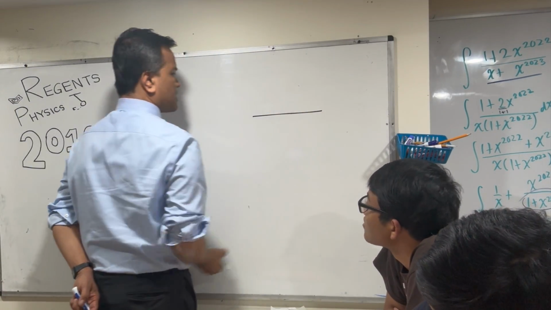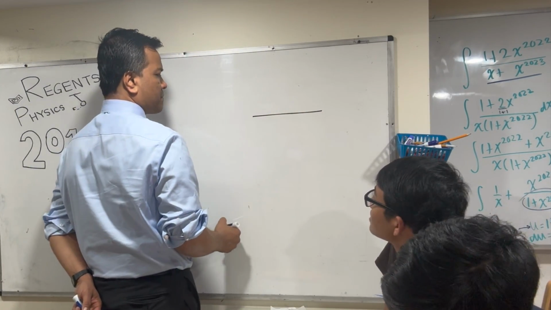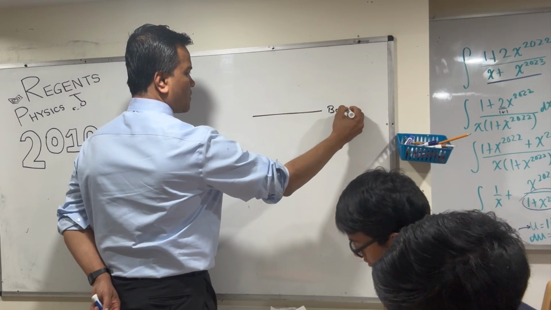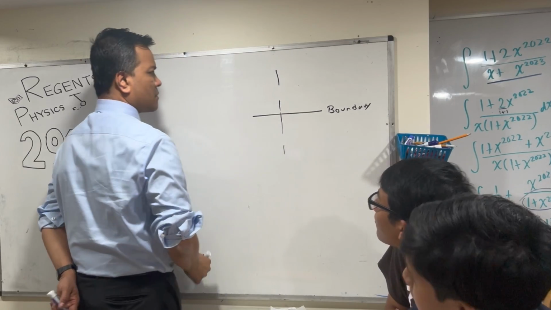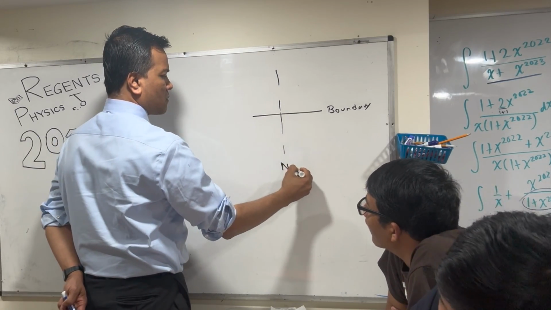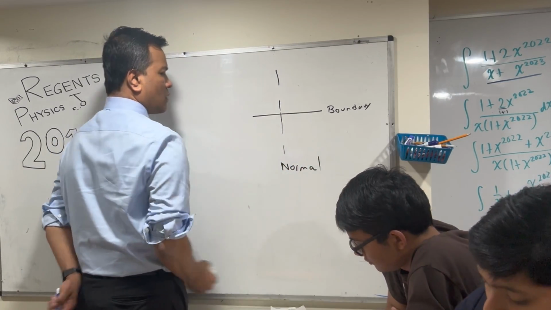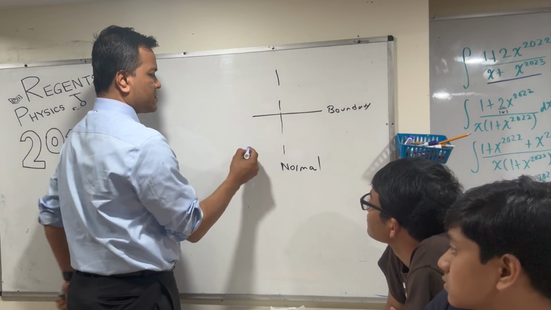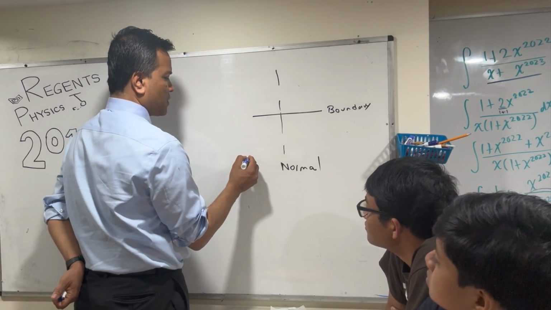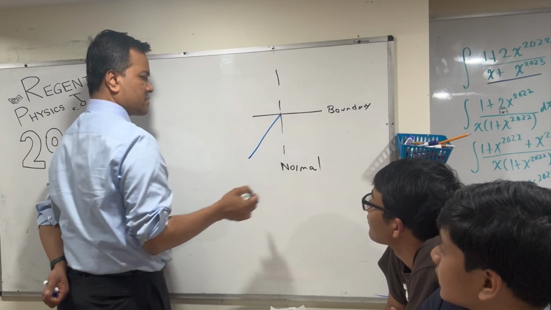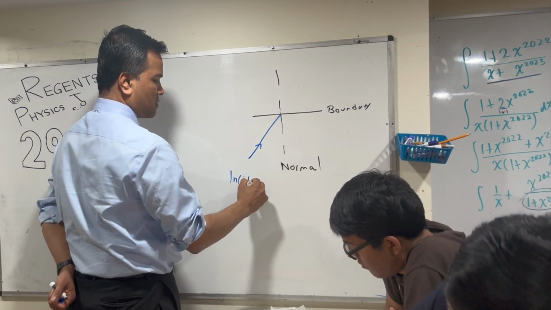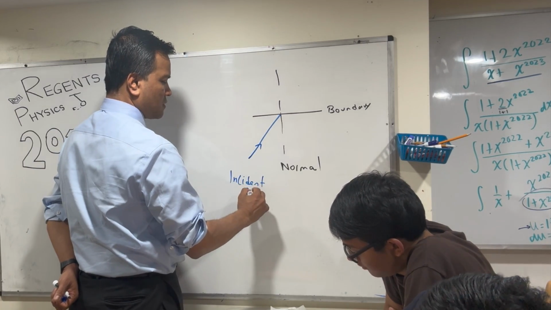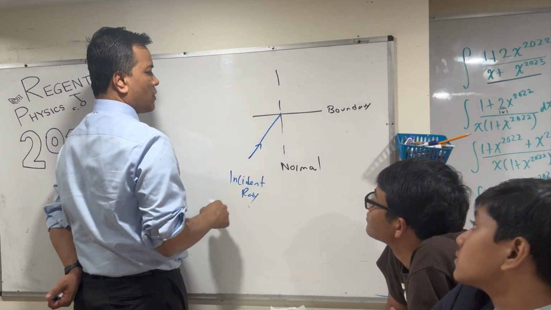What is the name of this line? That's the boundary. What is the name of this line? Normal. What is the name of this line? If you want to call it line, you can call it anything else. It's the incident ray. I'm going to give you two angles.